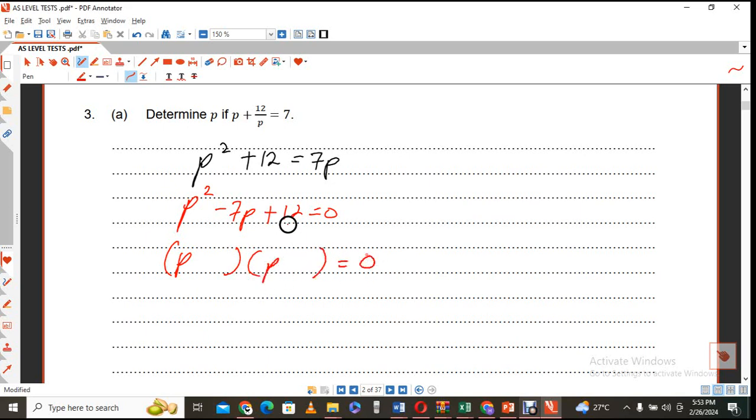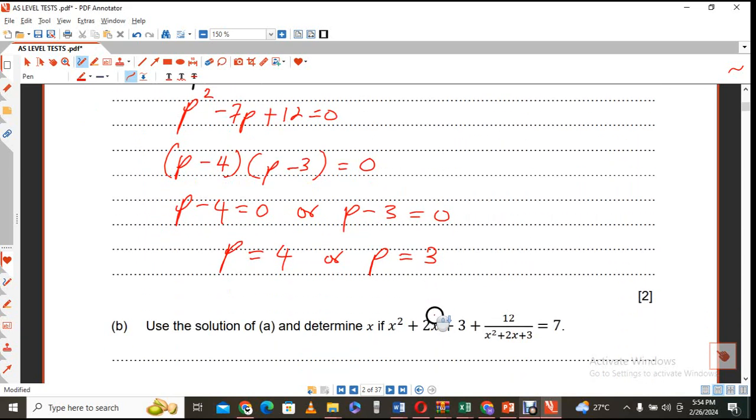So you're looking for two numbers, and both of them must be negative because of this condition here. So two numbers multiply give you 12, and if you add them give you -7. Those numbers happen to be -4 and -3. So p minus 4 is equal to 0, or p minus 3 is equal to 0. So your answers will be p equals 4 or p equals 3. So these are the solutions.